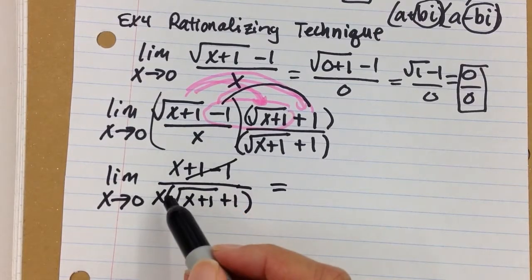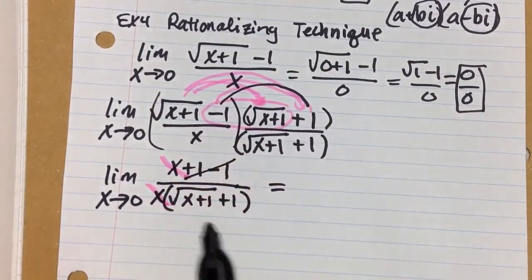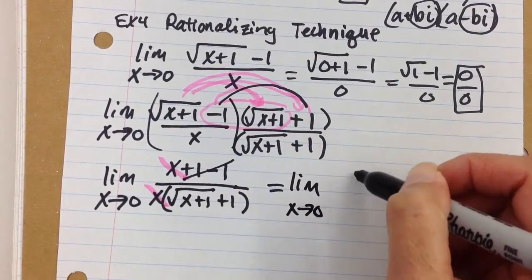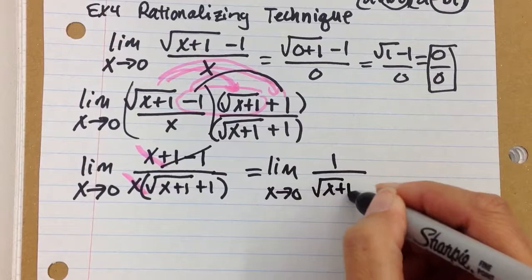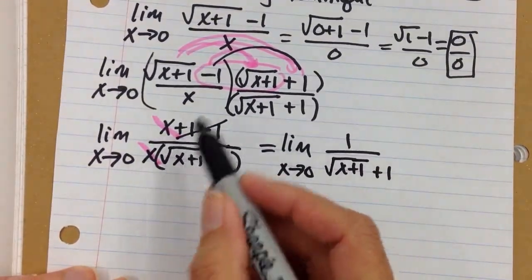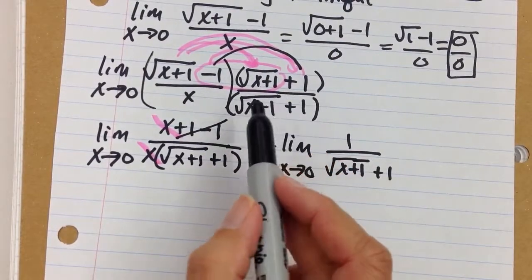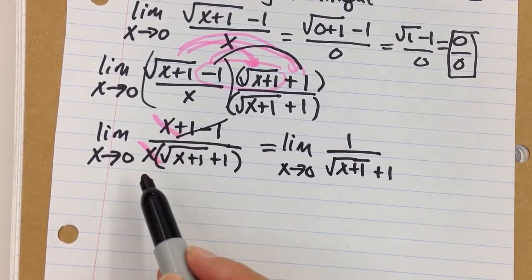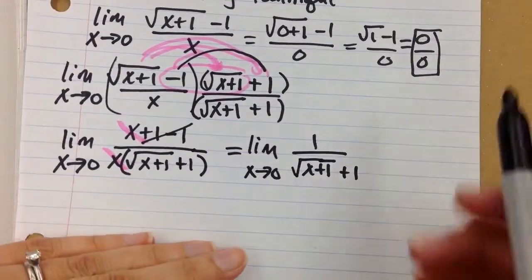Oh, x over x. What can I do with that? Those can cancel, which gives me the limit as x approaches 0 of 1 over the square root of x plus 1 plus 1. That's always going to happen when you rationalize the numerator. This time we're rationalizing the numerator, not the denominator. You're going to get this common factor that's going to cancel, and that's why you're able to now plug in 0 into the function.